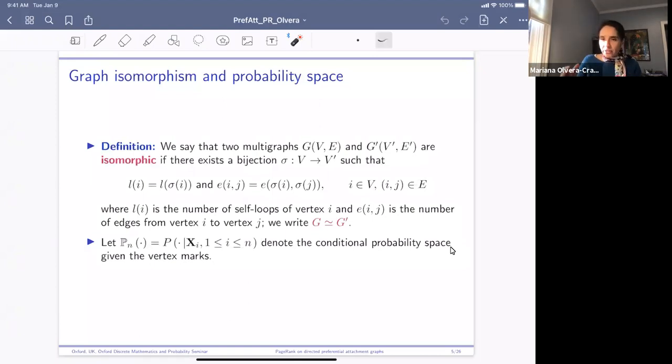Now, because the marks are there, and the marks, as I said, we can think of them as coming from some random distribution themselves, sometimes i.i.d., sometimes not quite i.i.d.